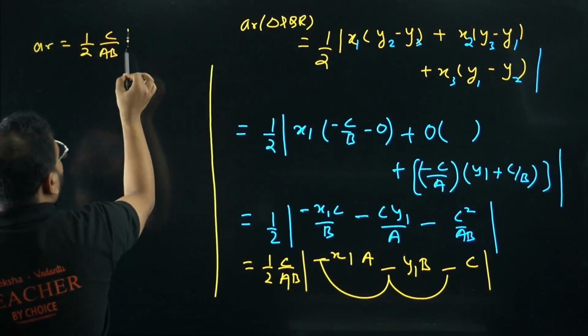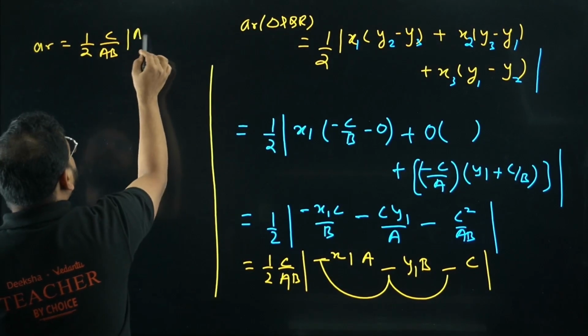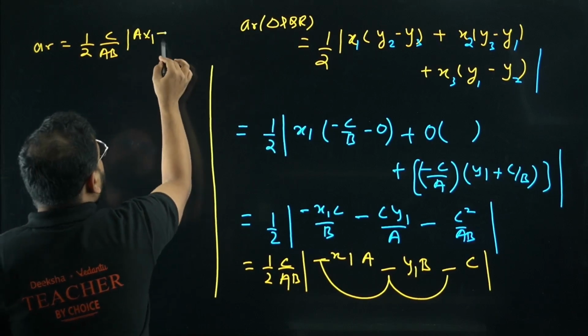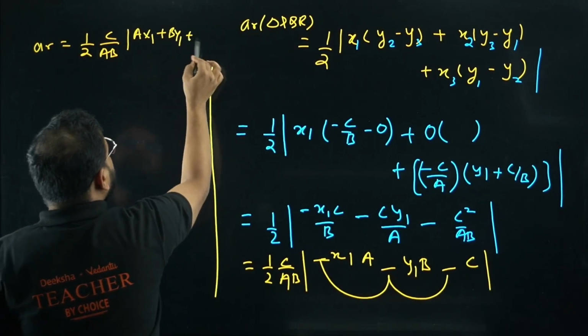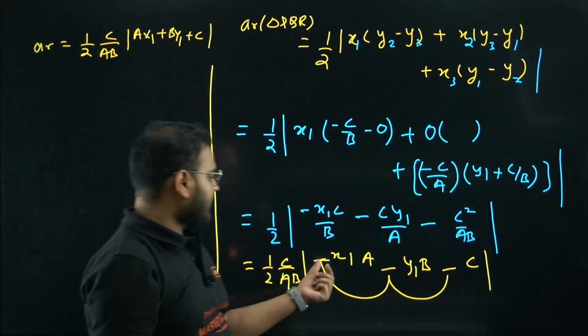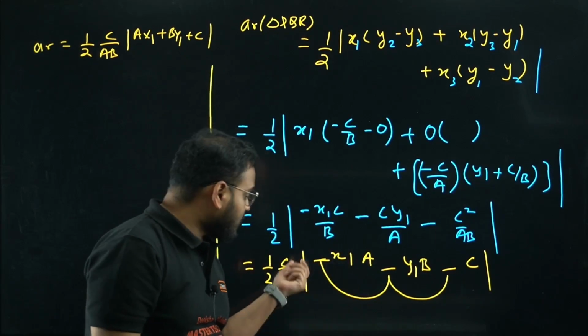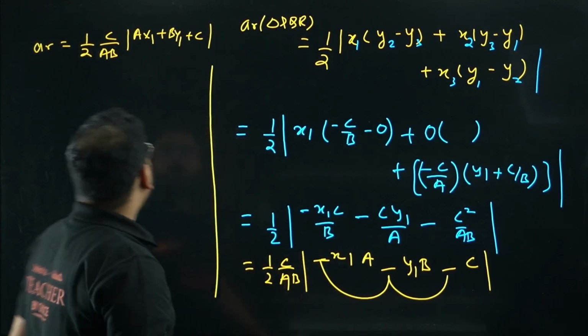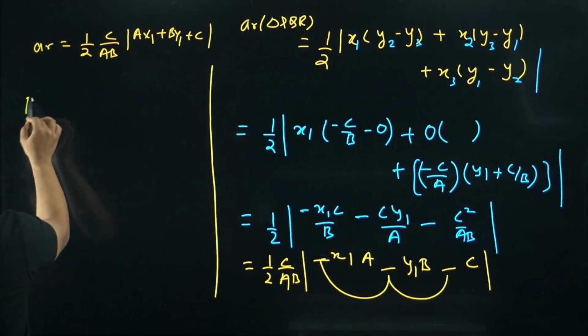Mod of ax1 plus by1 plus c. Actually, please check. Negative is cancelled because of the positive sign. I can because of the modulus here. Negative can be taken out. Now what we need, I need to find the value of PM.